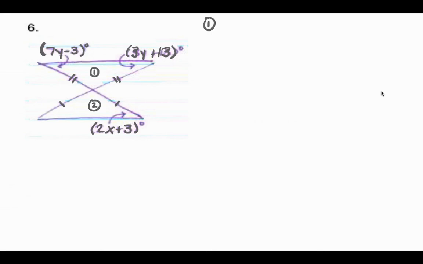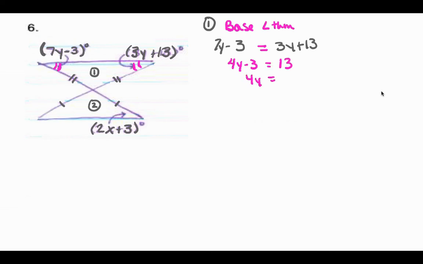Because we have two congruent sides, we're going to get congruent angles using the base angles theorem. So my 7y minus 3 and 3y plus 13 are a set of base angles, so they're going to be equal. I'm going to set them equal. 7y minus 3 equals 3y plus 13. So that's going to be 4y minus 3 equals 13. 4y equals 16, and y is equal to 4.